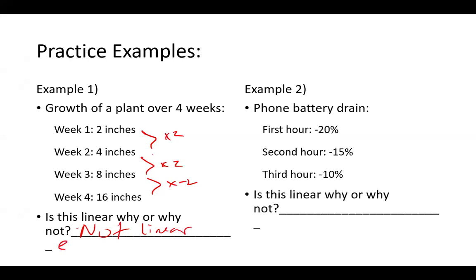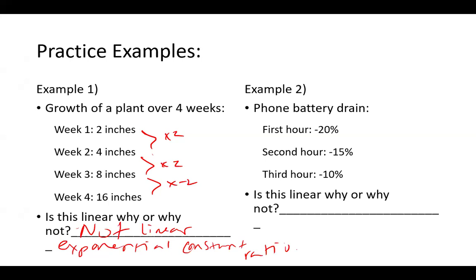but it is exponential. And that's because it has a constant ratio. So instead of a constant rate of change, I have a constant ratio of change, which means that I'm either multiplying or dividing or doing both. Okay, so let's look at our second example.